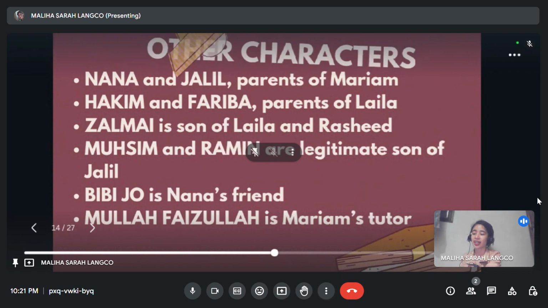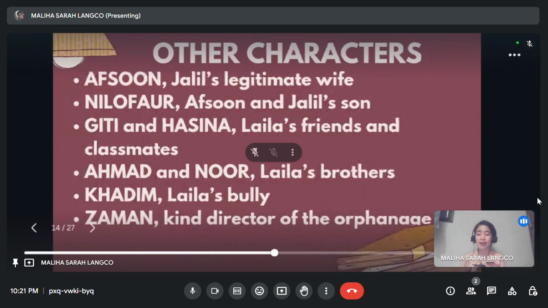Okay. Other characters, we also have Afsun, Jalil's legitimate wife. So Afsun is not really fond of Nana because she is, of course, the other woman of her husband. Nilofer, Afsun and Jalil's son, Giti and Hasina, Lila's friends and classmates. Ahmad and Noor are Lila's brothers.